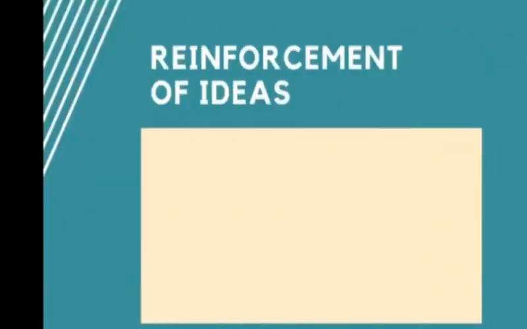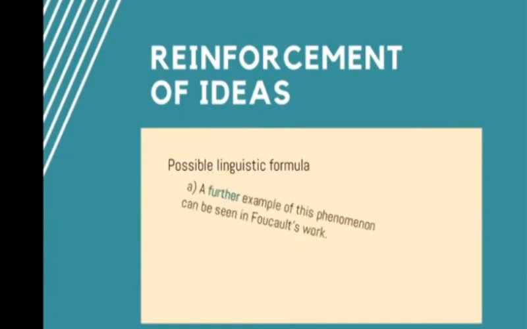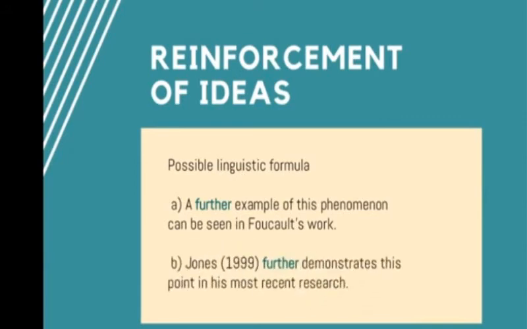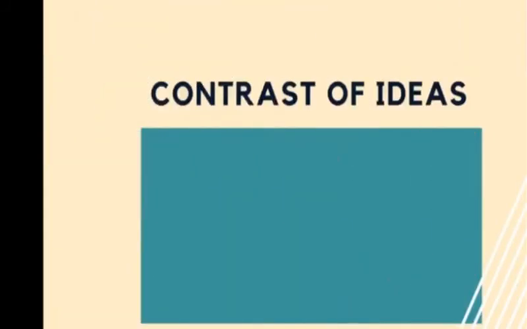Discourse markers for reinforcement are used to reinforce or support the idea in the first paragraph. Examples displaying reinforcement are in the sentences: A further example of this phenomenon can be seen in Foucault's work, or Jones further demonstrates this point in his most recent research. Discourse markers for contrast are used to contradict the idea in the first paragraph.